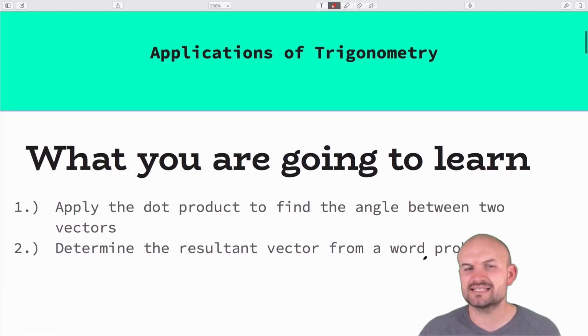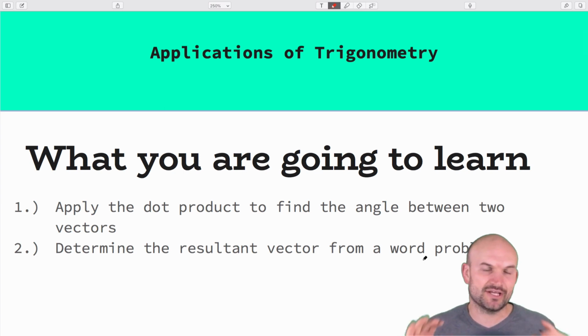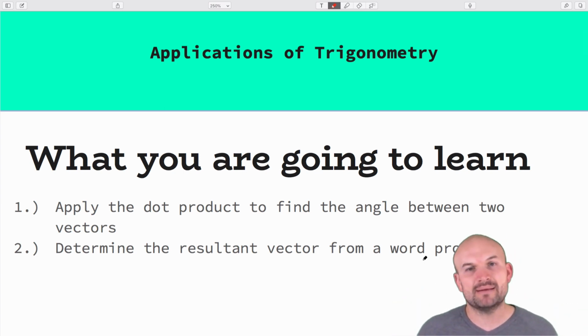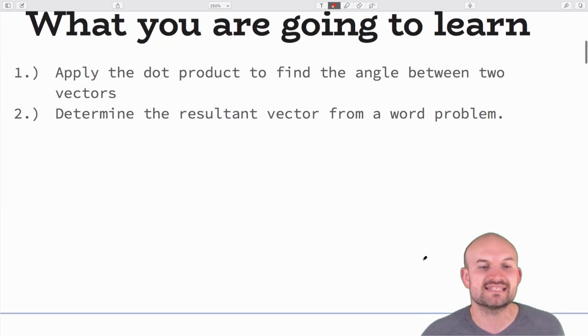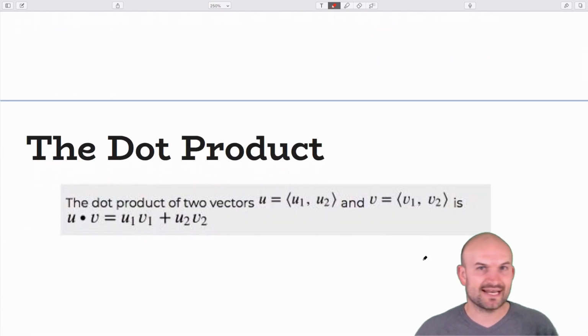What we're going to learn in this lesson is basically how to apply the dot product as well as determine the resultant vector from a word problem. And this is a fairly basic lesson. I know I could go a lot more in depth, but because this is such a large chapter and a lot of the content is out of the scope of my class, we keep things basic for this section. So I start right in with the dot product.